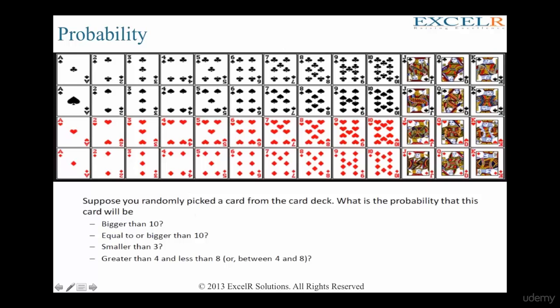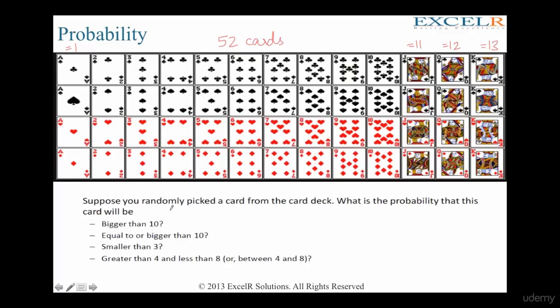Let me now explain further about probability. I'm pretty sure the majority of you have played cards. The total number of cards in a card deck is 52. So you have 52 cards in total, right? And A is equivalent to 1, J is equivalent to 11, Q is equivalent to 12, and K is equal to 13.